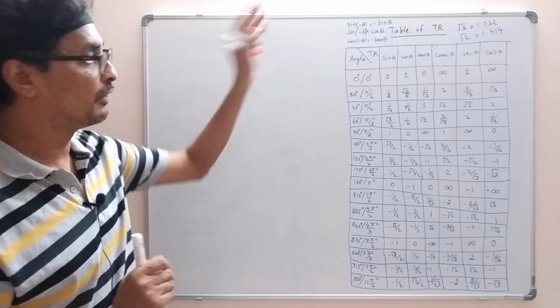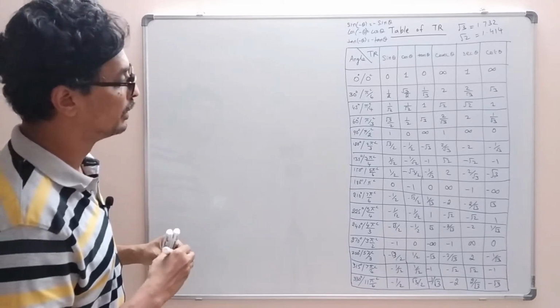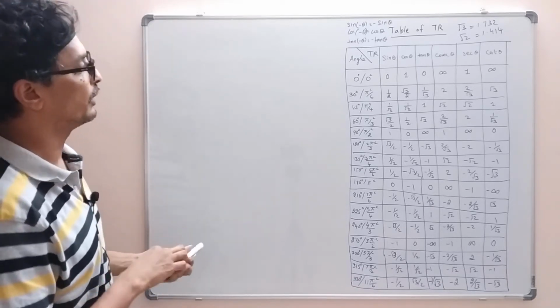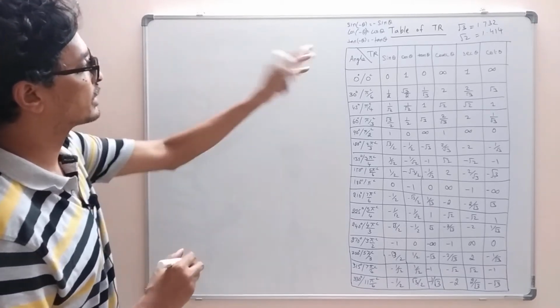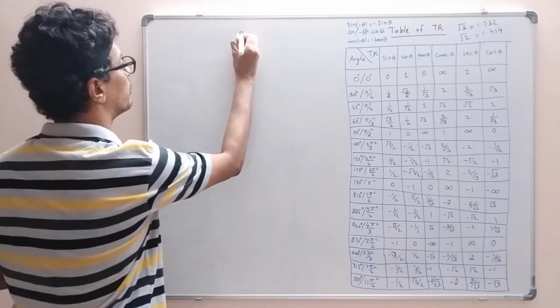Okay, so now we will see the graphical representation of the trigonometric ratios. The graph looks very interesting. So let us see what we are going to do. Let us try to first plot. What I am going to do is I am going to have a graph.